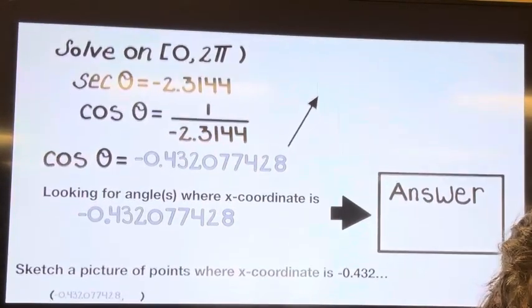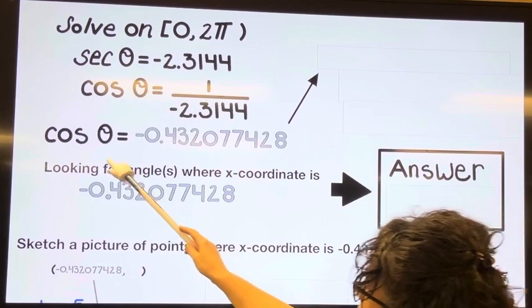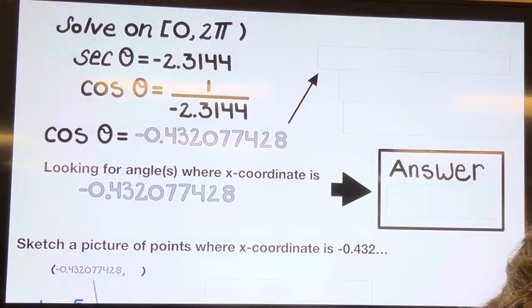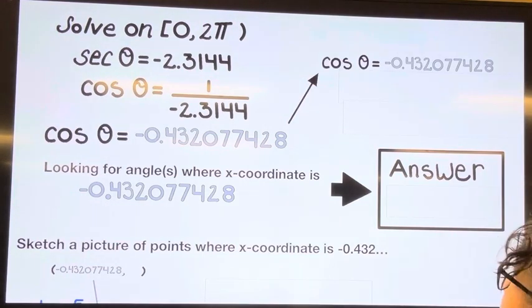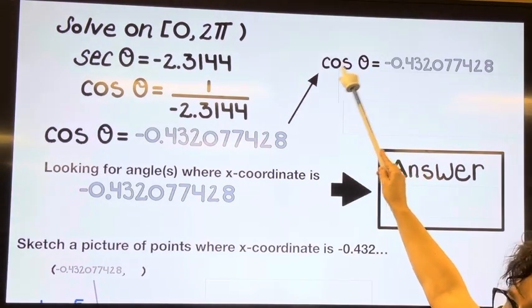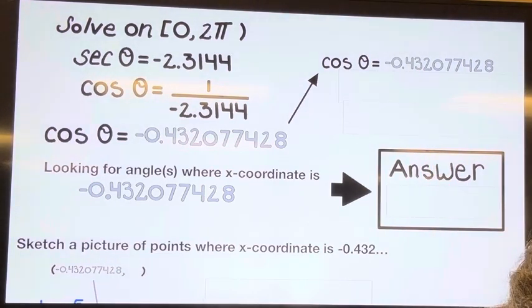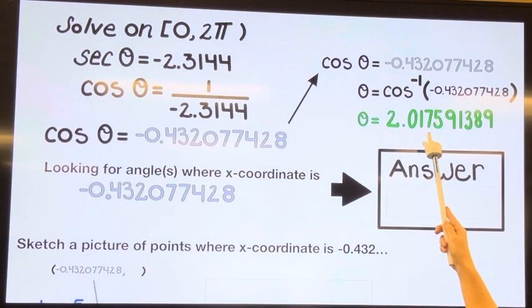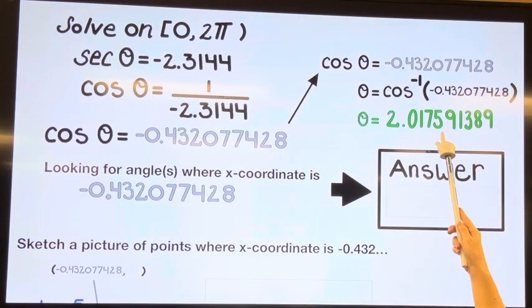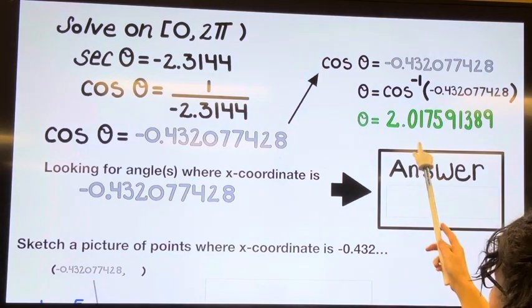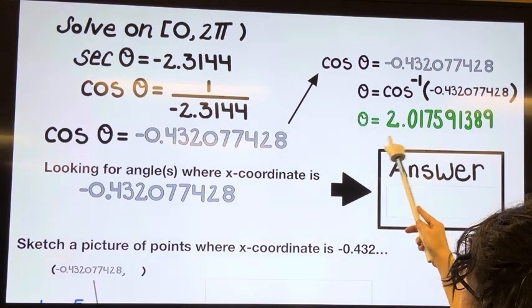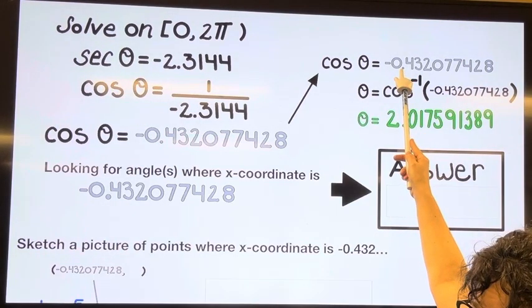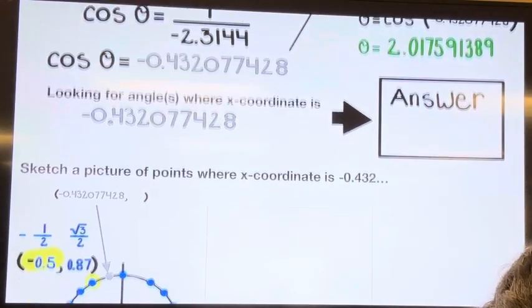So I'm going to come back to my original here. I flipped this over and I have cosine. Now I'm going to go ahead and use my calculator to solve that. And to get theta by itself, I'm going to inverse cosine both sides. And inverse cosining both sides, I end up with 2.01, etc. Okay, so this angle measure is my theta. And keep in mind, this is the angle where the x coordinate is negative 0.4. So let's go put that on our picture.